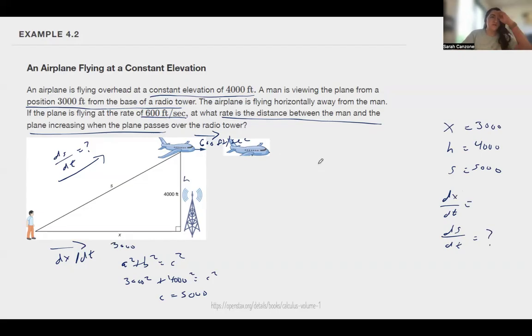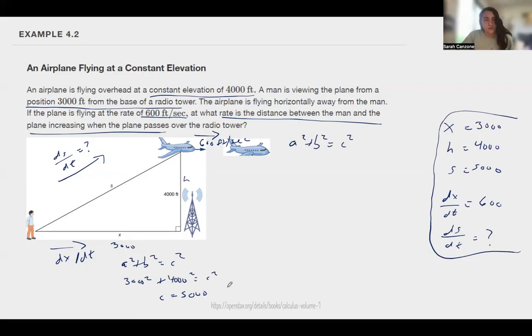So let's go back into the question. It says the airplane is flying away from the man at 600 feet per second. So if we're going this way, that's the same thing as saying right here, we're going away from the man. So that is 600 feet per second. All right, so we have all this information now. Let's go ahead and figure out a formula that we'll need to take the derivative of. Since we have a triangle, the most logical formula is the one that we've already used. So we're going to say a squared plus b squared equals c squared.